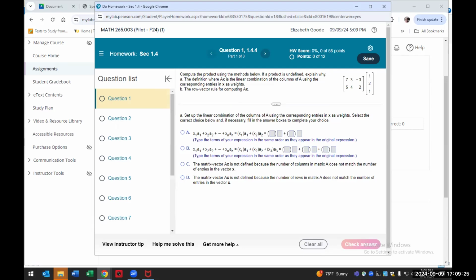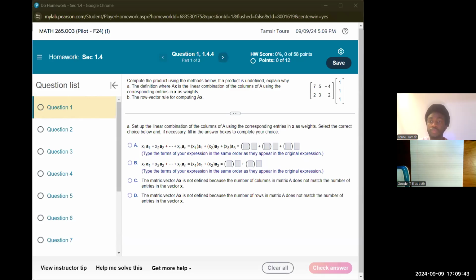Since our values are different, should I share my screen? Yeah, it's going to be the same idea, but why don't you go ahead? I'll stop sharing and you share your screen. Okay. Great. All right.